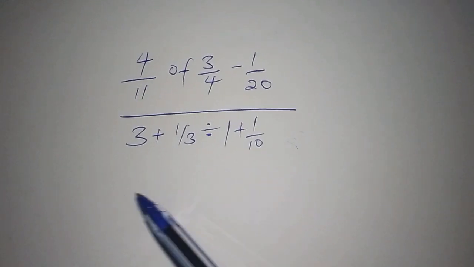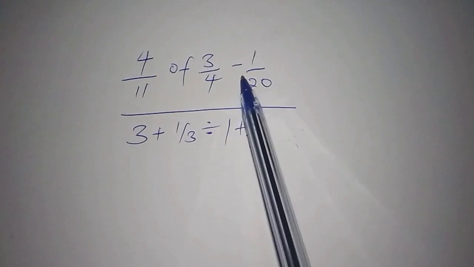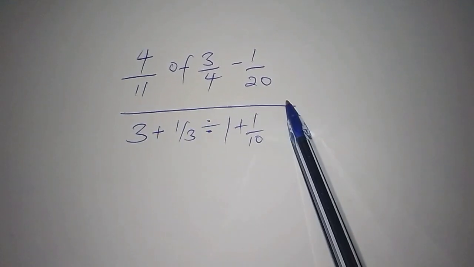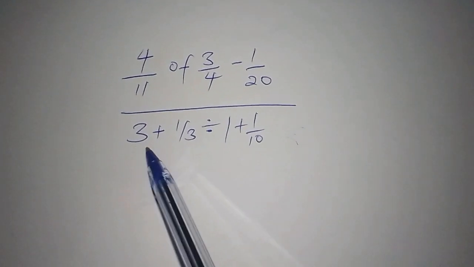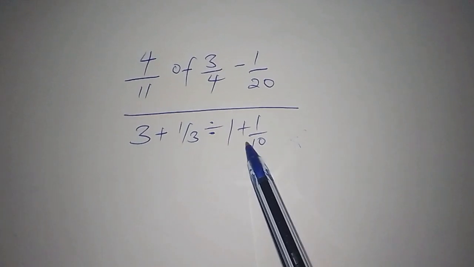So we have 4 out of 11 of 3 over 4, subtracted from 1 over 20, over, which means divide by, 3 whole plus 1 over 3, divided by 1 whole plus 1 out of 10.